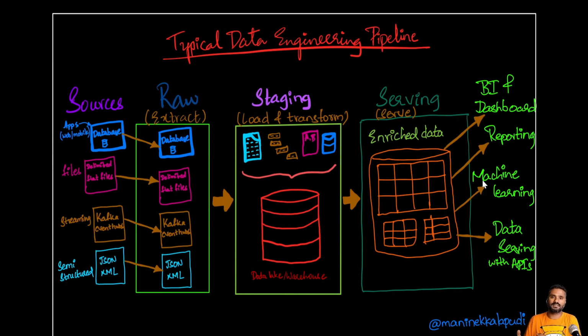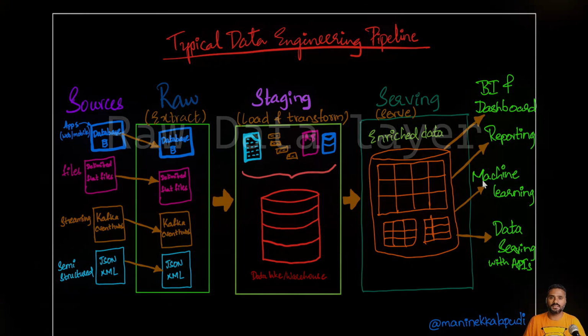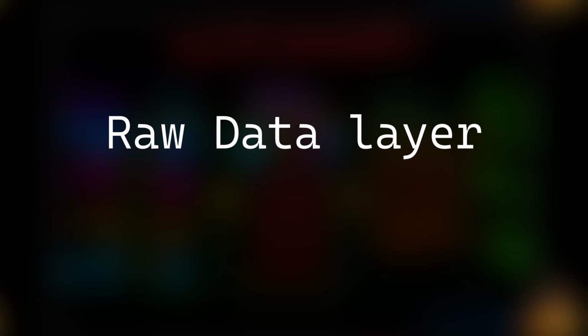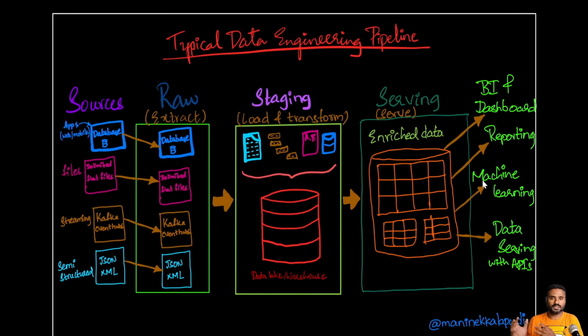Now, once we extract the data, the first layer of storage, or first layer in the data warehouse where we store the data, is our raw layer. A raw layer is a place where we store the data from different sources into a designated location for each source, and we store the data from these sources as is.